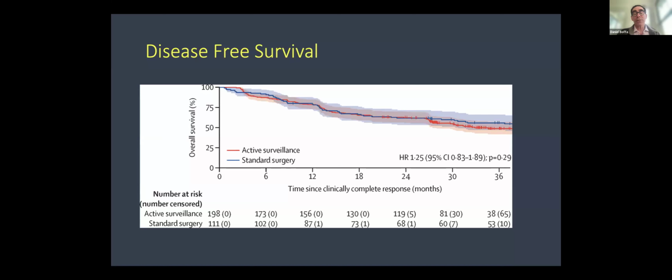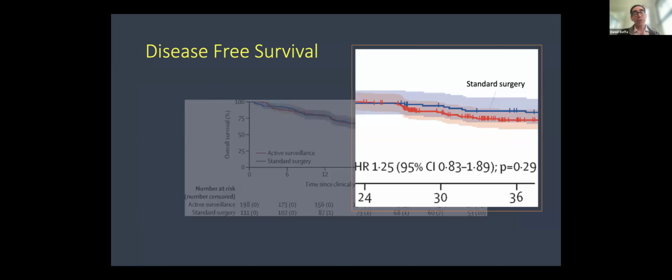And if you look at the disease-free survival, there is no difference in the period that was observed. But if you look, they are starting to separate after 2 years. You are starting to see a bit more of a disease-free survival trend in the people that had surgery.